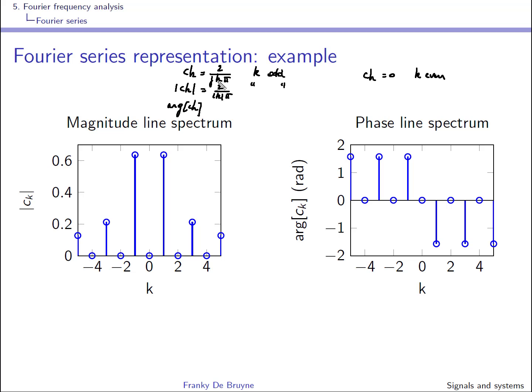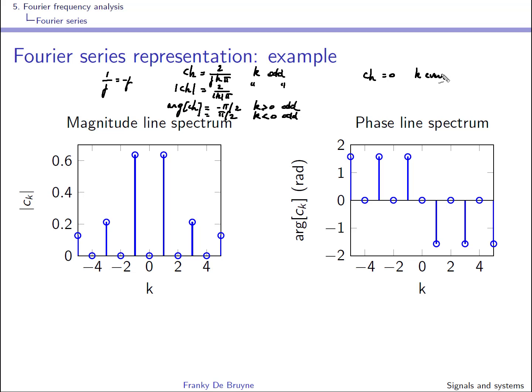Well, that will depend on the sign of k. Remember that 1 over j is equal to minus j. So if k is positive, we'll have minus j. So the argument will be minus pi over 2. This is k positive and odd. And it will be pi over 2 when k is negative and odd.